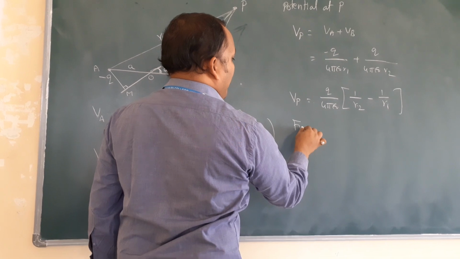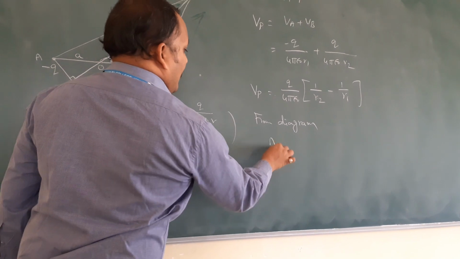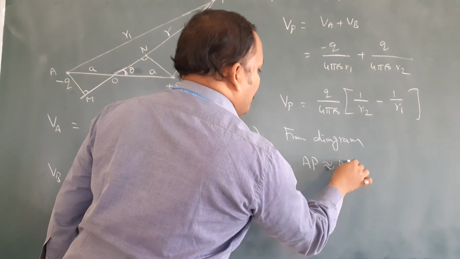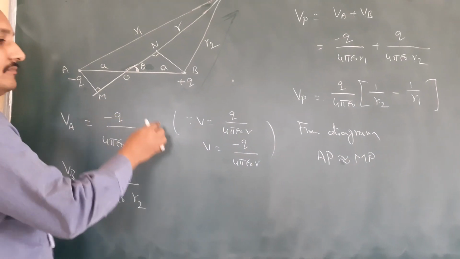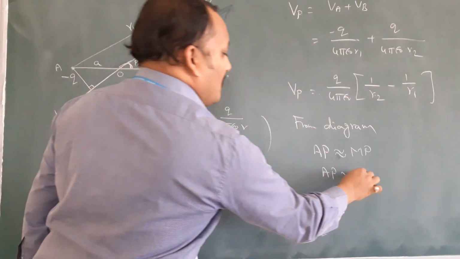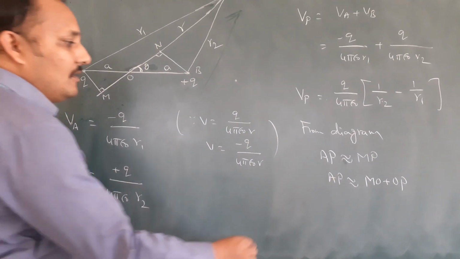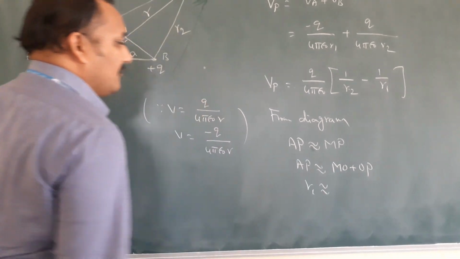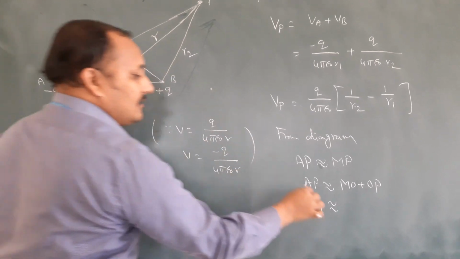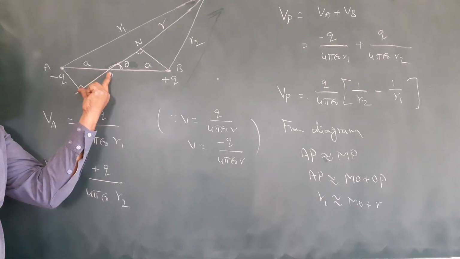So from the diagram, AP is almost equal to MP. MP means MO plus OP. So what is AP now? R1. So what is OP? OP is nothing but r. So MO plus r. Now we should find what is MO from this diagram.